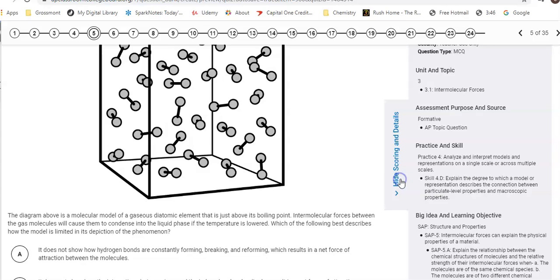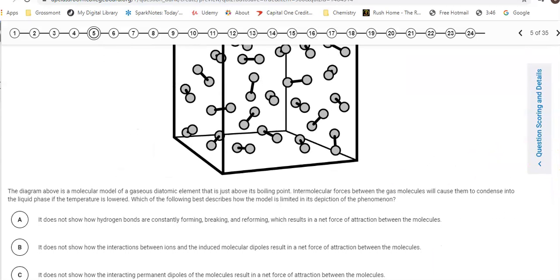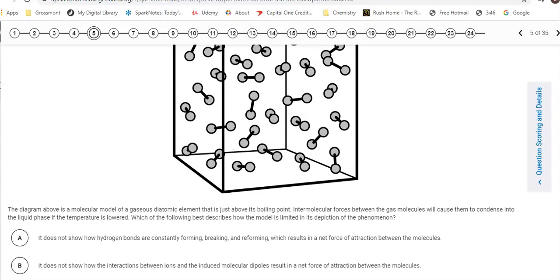So let's cover up the answer first and think about that. So A: it does not show how hydrogen bonds are constantly forming. No. Hydrogen bonds are the strongest type of intermolecular forces. They do not form in gases. So that would not be it. They would have to be in liquid form at least, or solid form, to form hydrogen bonds. Those are the strongest intermolecular forces.